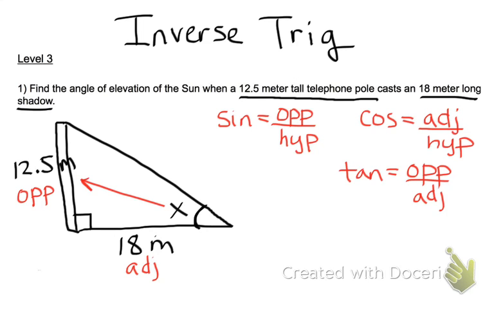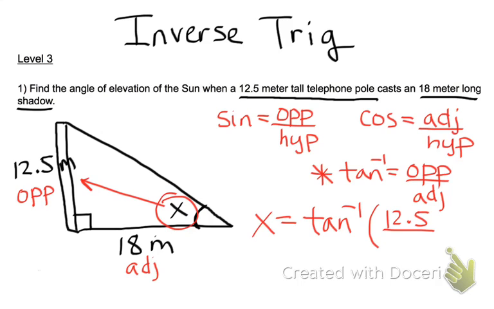So looking at those trig functions, which one would we use? Since we have opposite and adjacent, we will be using tangent. And since X is an angle, we're going to use the inverse. So we have X equals tan inverse, and then our opposite side is 12.5, and our adjacent side is 18.